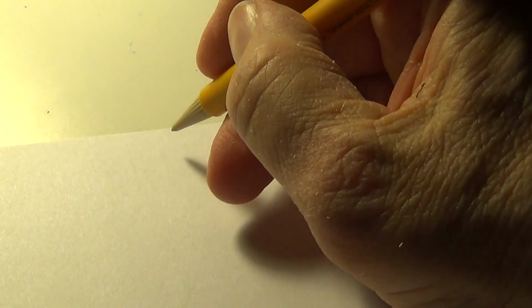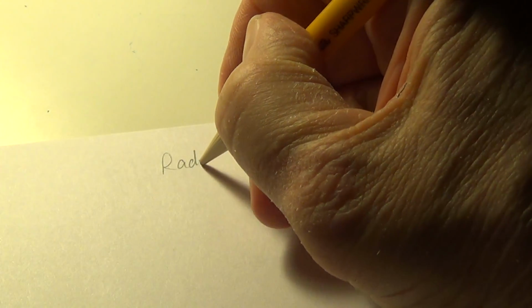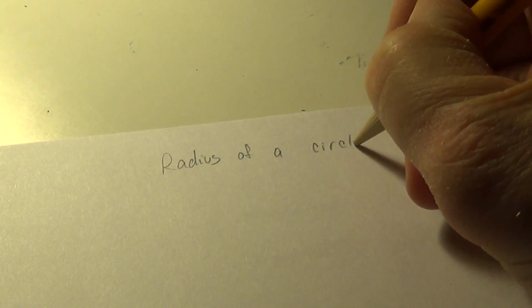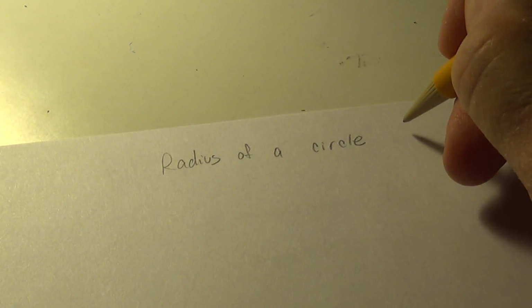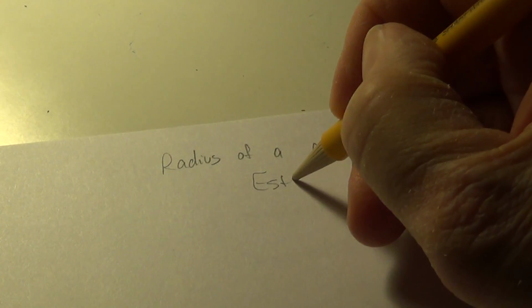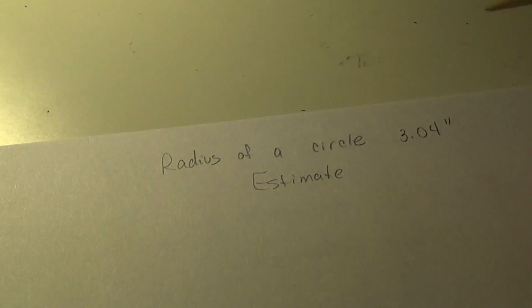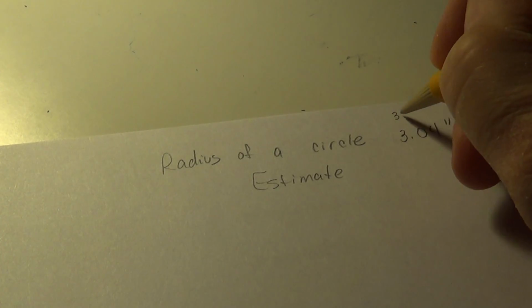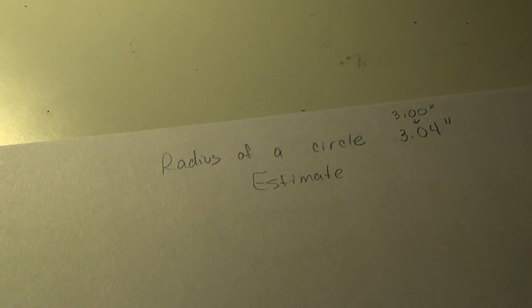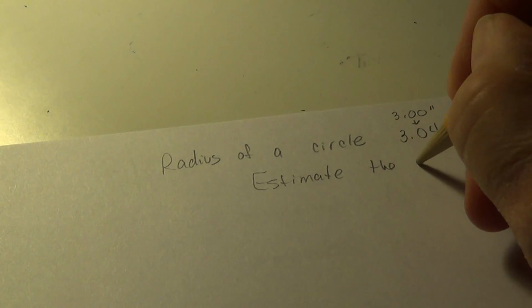Let's try, I say the radius of a circle is 3.04 inches. Estimate, let's say it started at 3.00 inches, and then it changed to 3.04. Estimate the change in area.